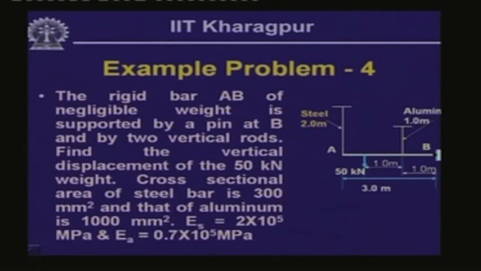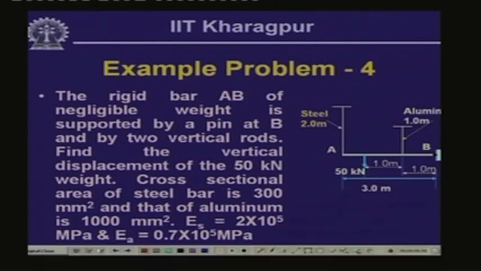Well, now we have another problem which is of a similar type but with a little variation. The rigid bar AB of negligible weight is supported by a pin at B and by two vertical rods of aluminum and steel. You will have to find the vertical displacement of the 50 kilonewton weight at this location, how much displacement it undergoes, and the parameters of these members are given. So, this problem is assigned to you. Solve this problem. Next time I will give the solution for this.